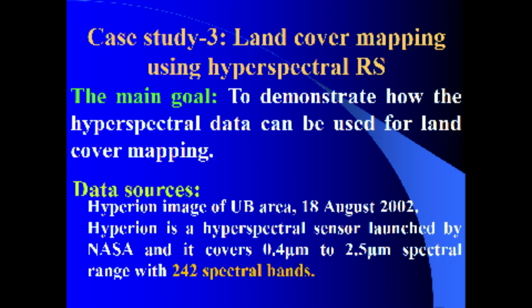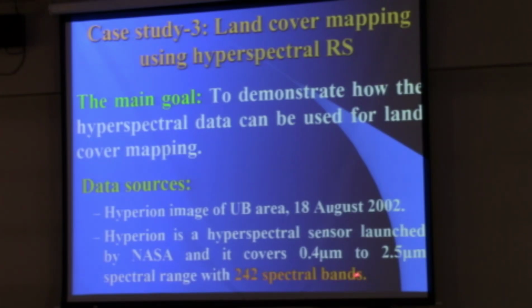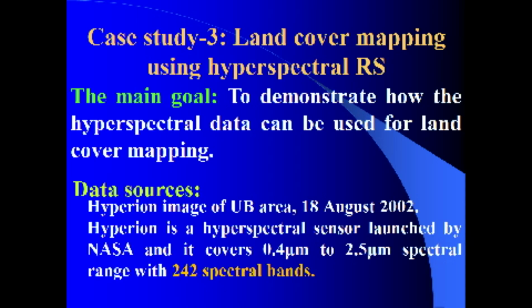And as data sources, we had Hyperion images of Ulaanbaatar city acquired in August of 2002. And Hyperion is a hyperspectral sensor launched by NASA in 2000. It acquires 242 spectral band images within the range of 0.4 micrometers and 2.5 micrometers. That means this range covers the visible, near-infrared, and middle-infrared portions of the electromagnetic spectrum with an interval of 10 nanometers.